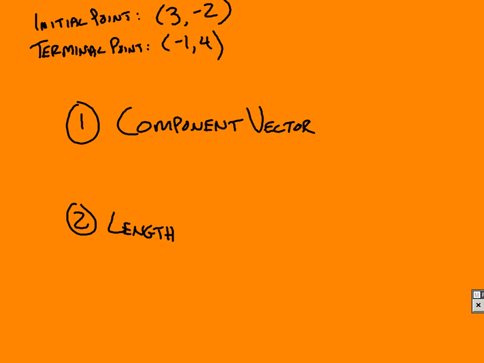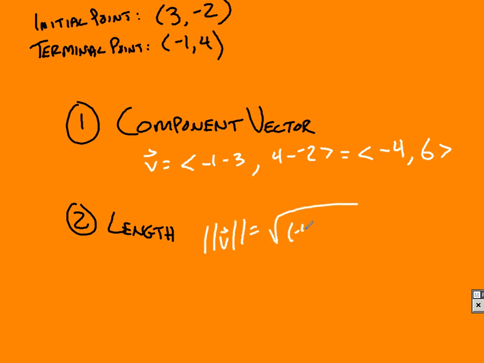Alright, what you should have gotten for your component vector, you should have gotten that the vector v is equal to difference of the x's first, so negative 1 minus 3, so negative 4 to start, and then for the y's, 4 minus a negative 2, which means I'm going to have negative 4 for my x component and positive 6 for my y component. That means my length is just going to be the square root of negative 4 squared plus 6 squared. Make sure you have a negative 4 in parentheses in your calculator, so you should get the square root of 52, which will equal 2 square roots of 13.